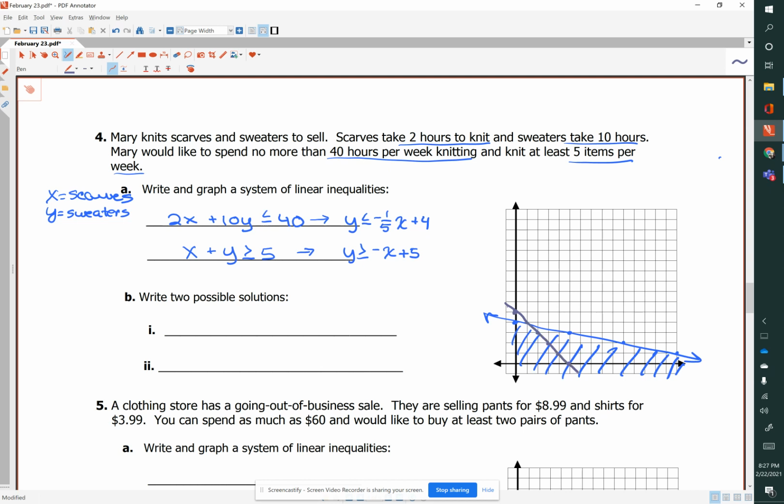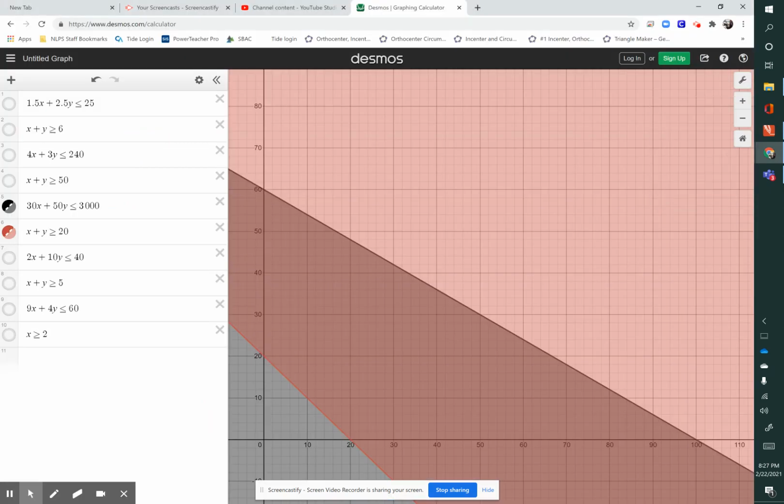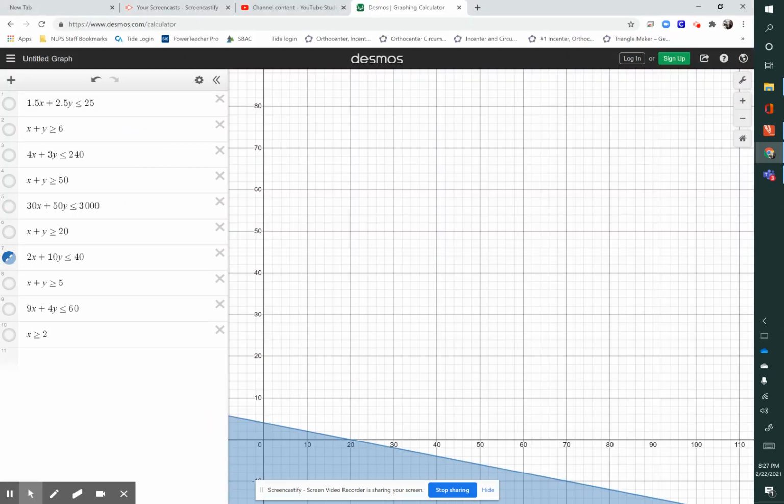Solid line. And here's our solution area right in here. It's kind of a triangular shaped space. And any combination that falls within that area of scarves and sweaters would work. And let's take a look at that more clearly on Desmos.